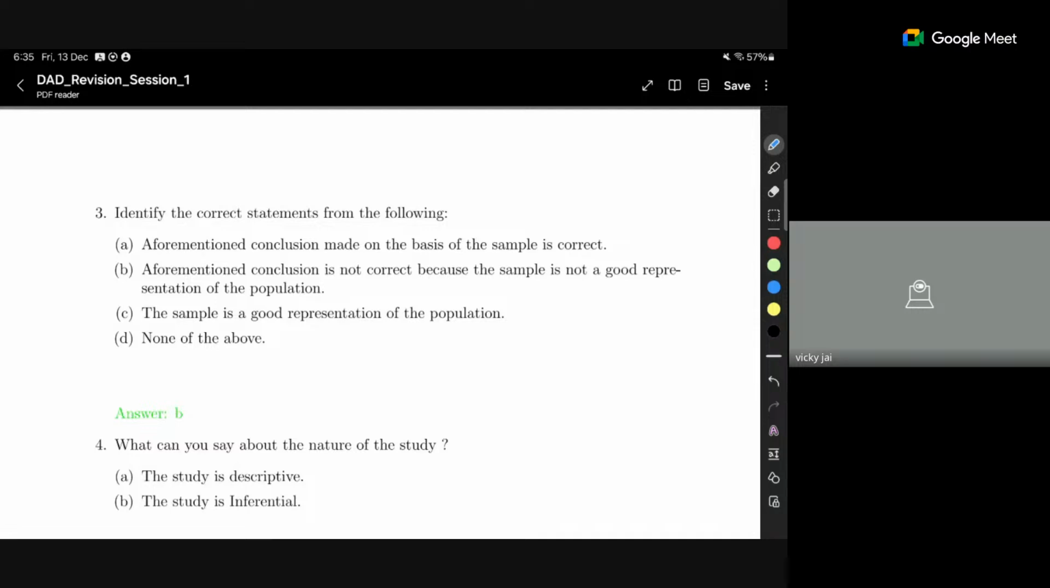Conclusion is not correct because the sample is not a good representation of the population. Sample is a good representation. So you can see this is incorrect. Like I said, we are not considering the rural population while doing this study. So this is not correct.